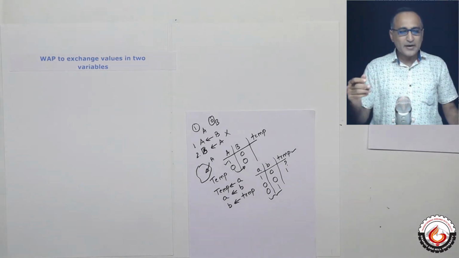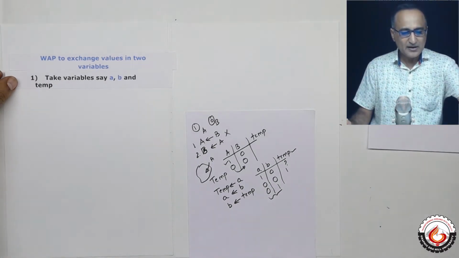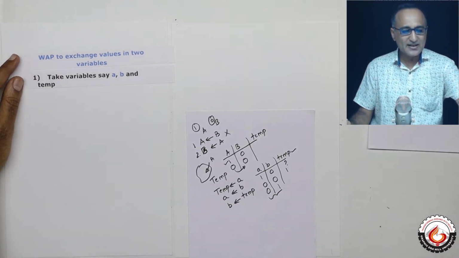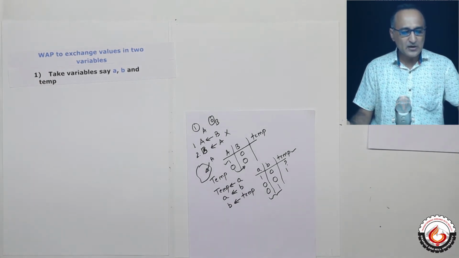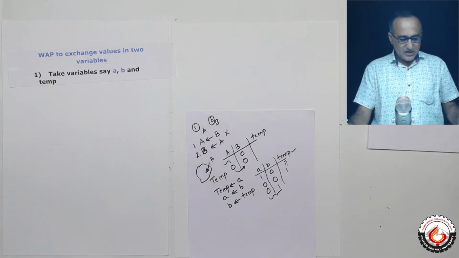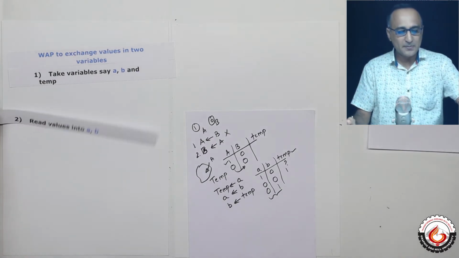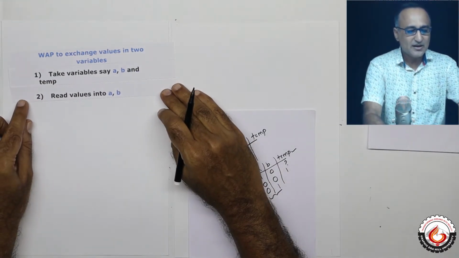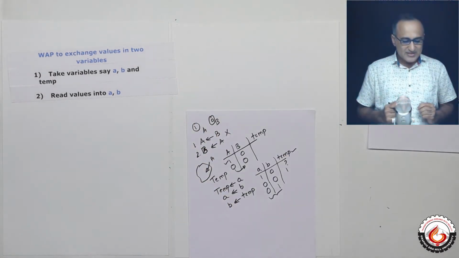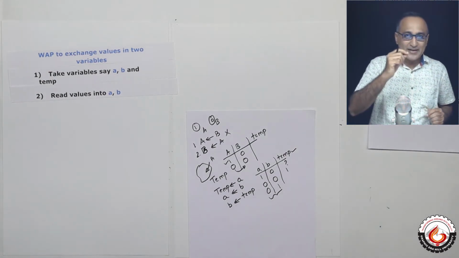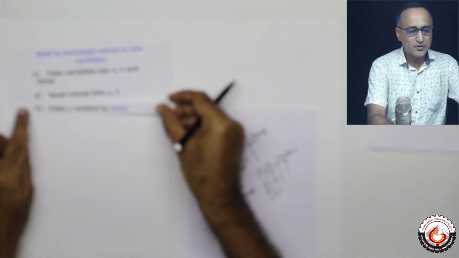Now suppose we had to write a pseudocode for that, you will write it in a series of steps. The first step would be to take variables, let's say the names are A, B and temp. So A, B and temp represent three variables. Then my next step is, in order to exchange the values of A and B, first I need to read values into A and B. So I say read the values into A, B. Followed by this, I say copy the content of A to temp. That is my third step. So the content of A is copied to temp.